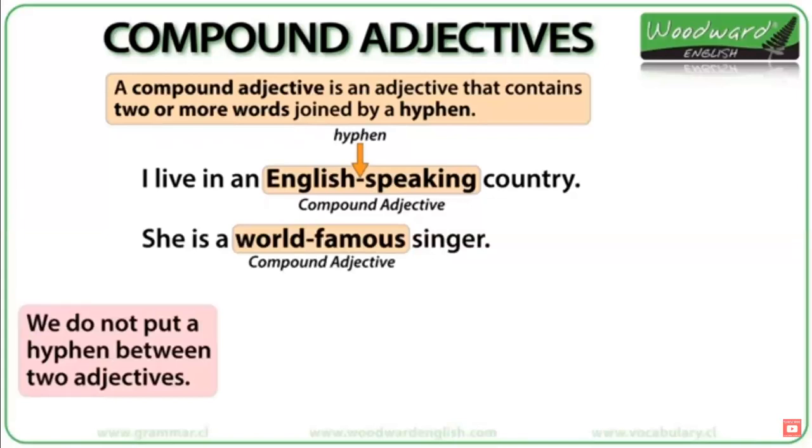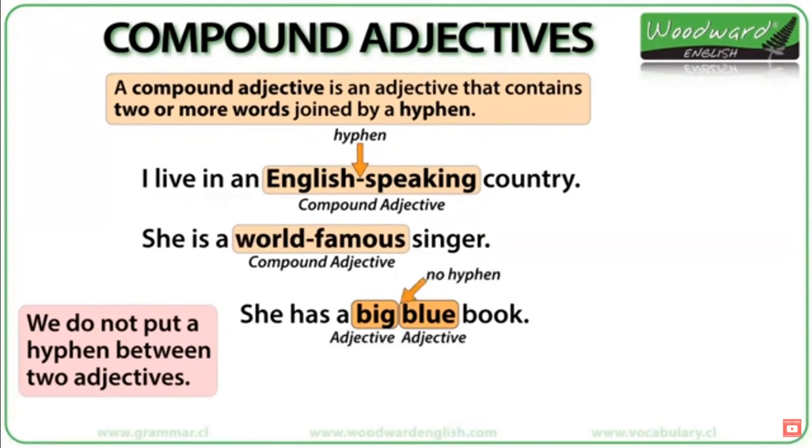In general, we do not use a hyphen between two adjectives. She has a big blue book. Big and blue are adjectives, so we do not put a hyphen between these two adjectives. This includes when one of the adjectives is also a compound adjective. Look at the following.